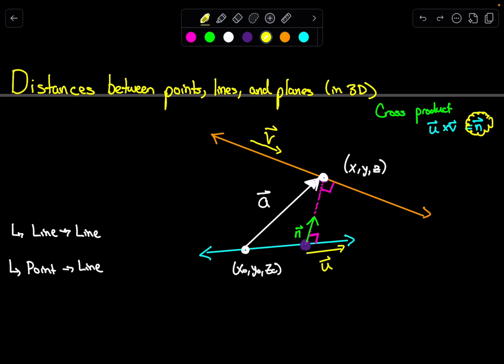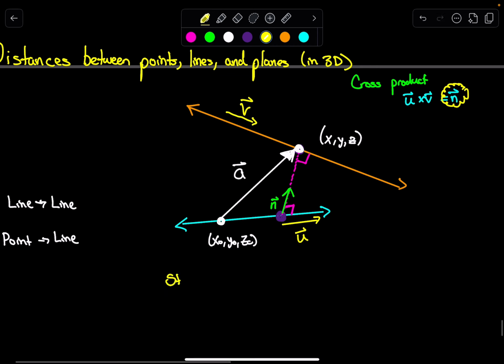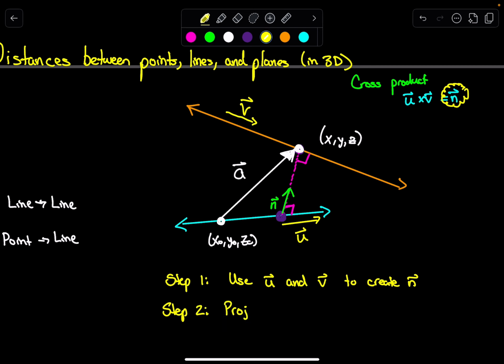And so the idea here is step one: use the direction vectors u and v to create the normal vector n, and then step two is to do our projection business. Then it's project A onto n, or rather, excuse me, the component of A in the direction of n. We just want that length.